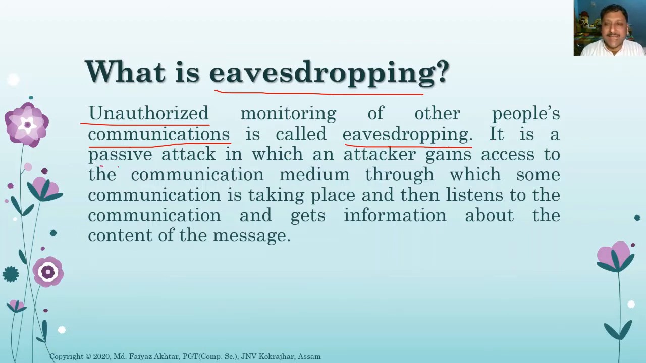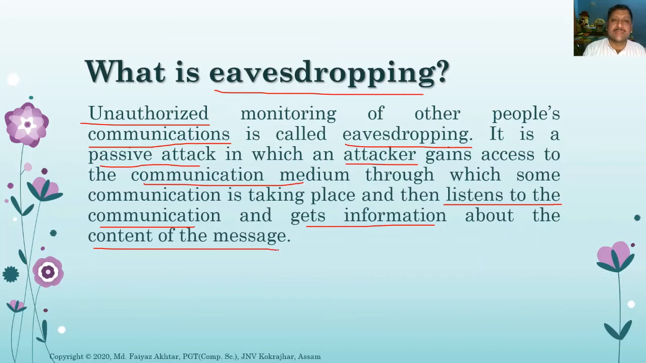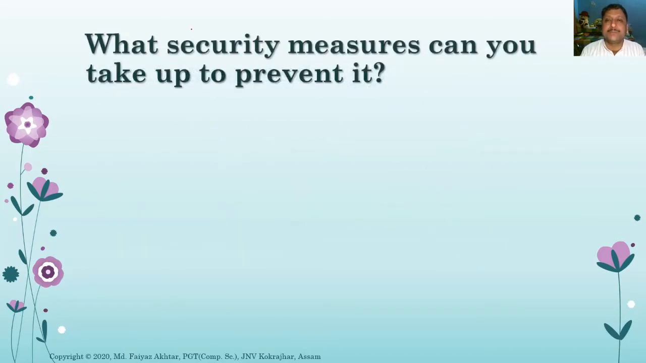It is a passive attack. You won't be able to understand that eavesdropping is happening in the background. You are not able to see it, it is hidden, and that is why it is known as a passive attack, in which an attacker gains access to the communication medium through which some communication is taking place and then listens to the communication. The attacker listens to the communication and gets information about the content of the message. So this is eavesdropping. Now, what security measures can you take to prevent it?